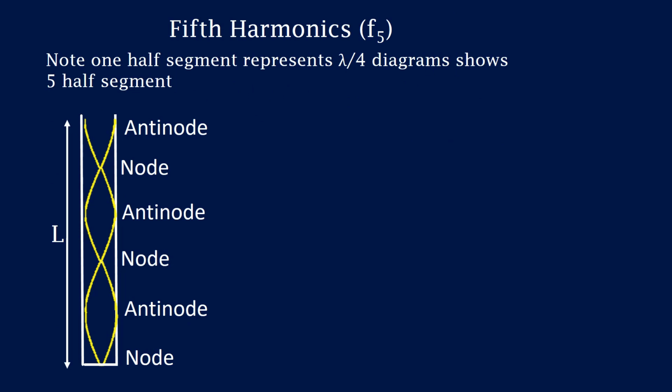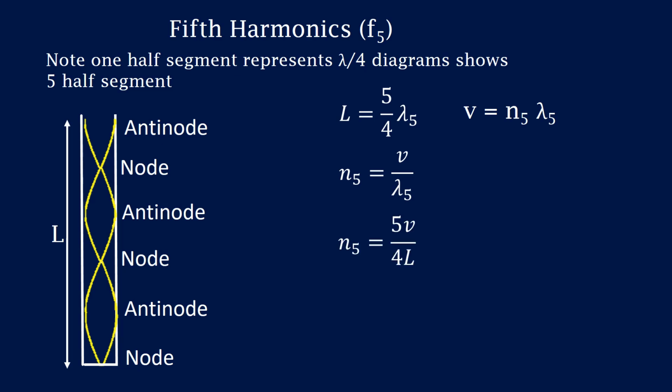Fifth harmonic. The figure shows the formation of the fifth harmonic, with 3 nodes and an antinode at the open end. The wavelength for the fifth harmonic, lambda 5, is 4 times L by 5. L is equal to 5 lambda 5 divided by 4. Note, there are 5 half segments and one half segment relates to lambda by 4. Therefore, lambda 5 is equal to 4L upon 5.